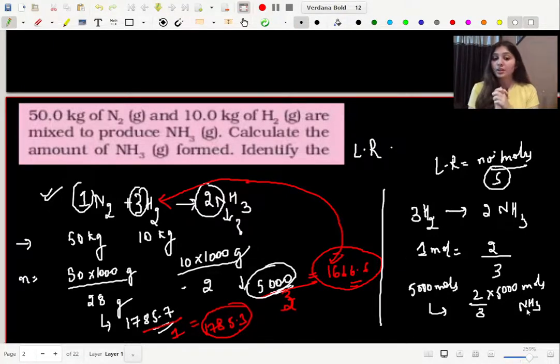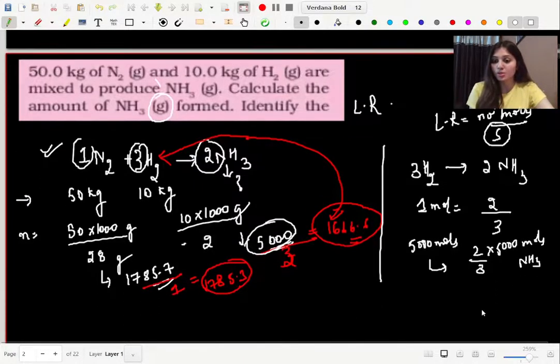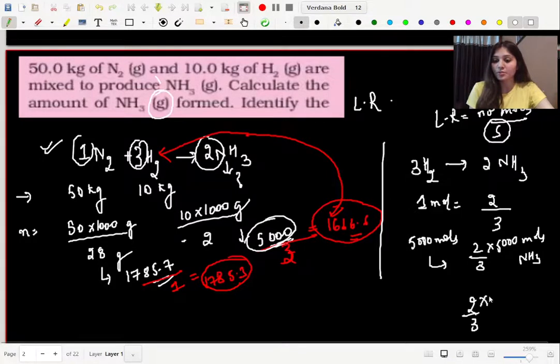Clear? But in the question, they have asked me in grams. So I have to provide the answer in grams. What I'm providing right now is a number of moles. So it's not very difficult. Number of moles, we can easily calculate the amount. So I'll just multiply this answer with the molar mass of ammonia. Whatever the answer comes out to be, 2 by 3 into 5000, is going to be in moles. I'll multiply by 17, which is the molar mass of ammonia, and I will get my answer, okay, in grams.